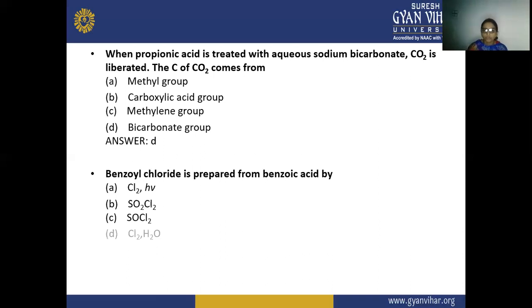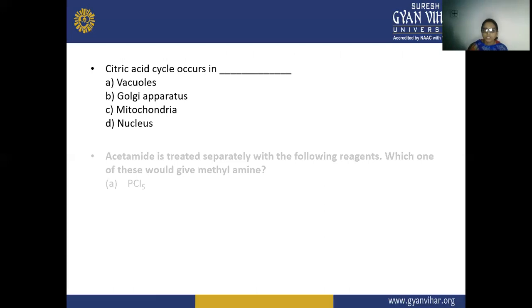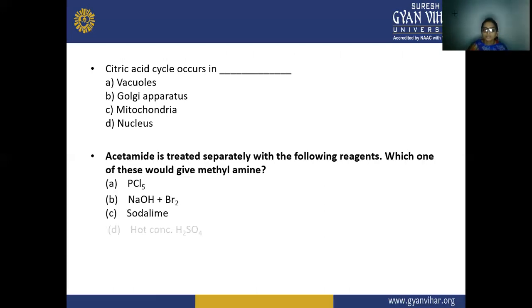And benzoyl chloride is prepared from benzoic acid by SOCl2. Citric acid cycle occurs in mitochondria. Next, acetamide is treated separately with the following 6 reagents. Which one of these would give methylamine? So this is NaOH plus Br2.